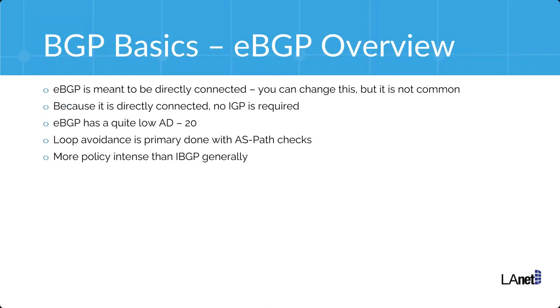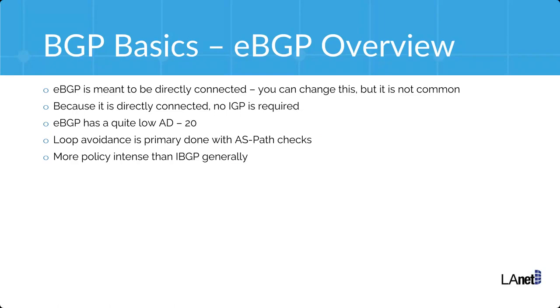Let's talk about EBGP. EBGP tends to be a little bit easier because it behaves a little more like a normal routing protocol. It by default is meant to be directly connected, so I'm not relying on any kind of underpinning IGP, which makes sense. EBGP is running between two different autonomous systems, so it's meant to be directly connected.